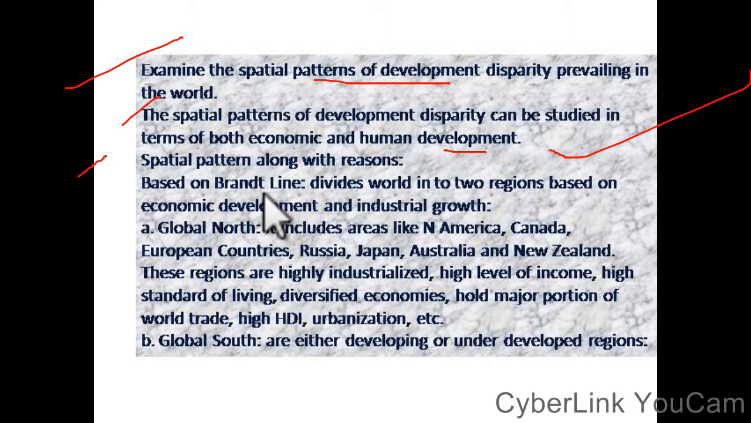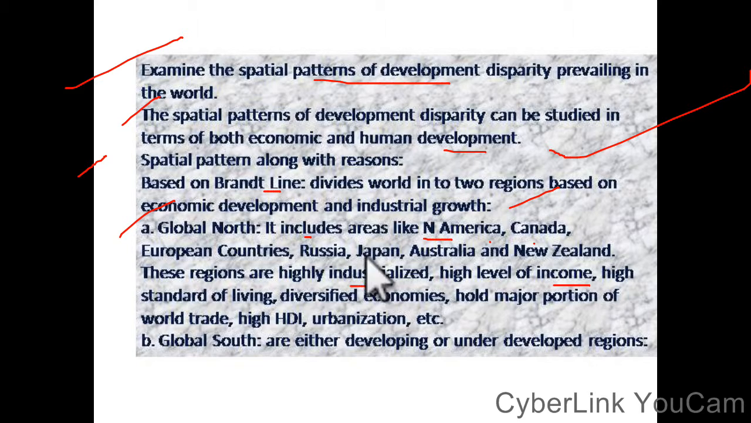Based on the Brandt line, the world is divided into two regions based on economic development and industrial growth. The Global North includes areas like North America, Canada, European countries, Russia, Japan, Australia, and New Zealand. These regions are highly industrialized.